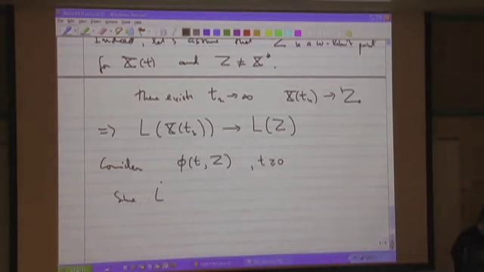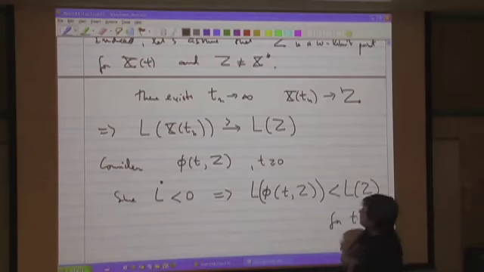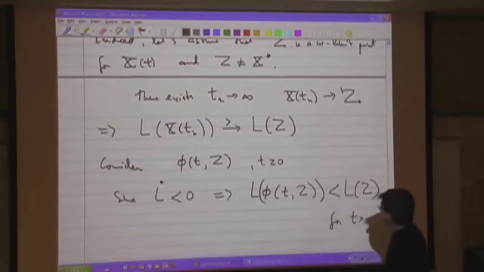Since L dot is strictly negative, it basically means that the value of L at t is strictly less than at z for any positive time t. And these guys were strictly positive, and they were tending to L of z. So where's the contradiction?